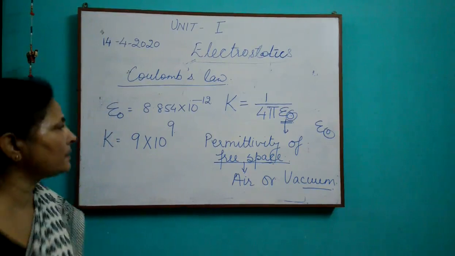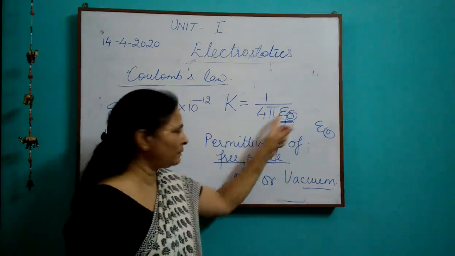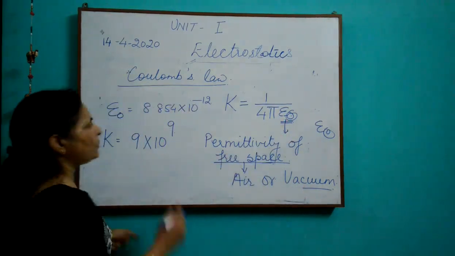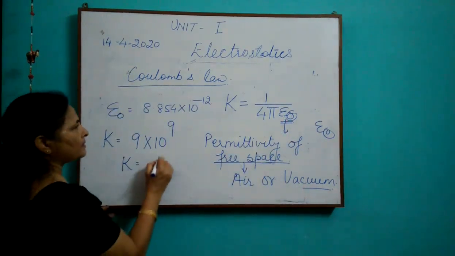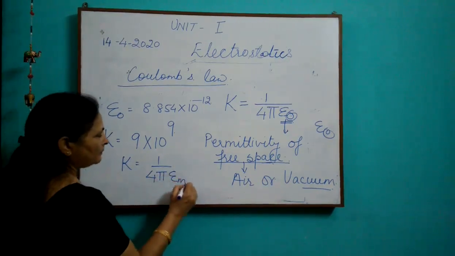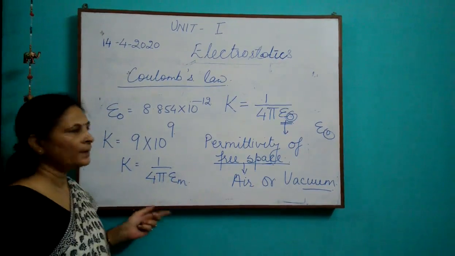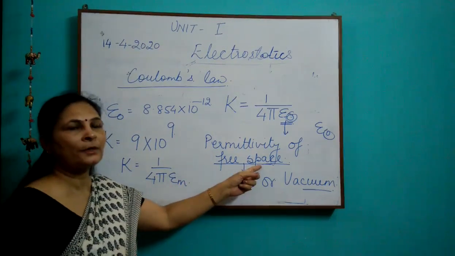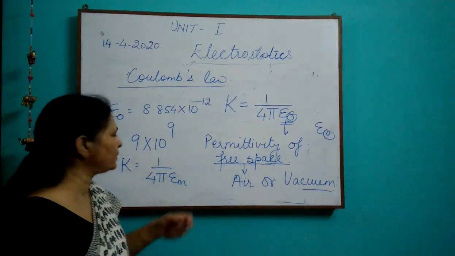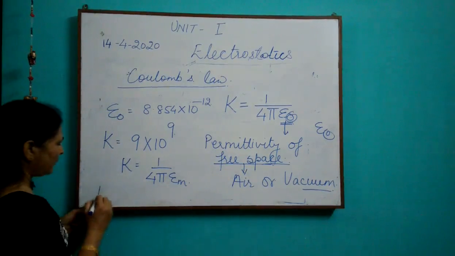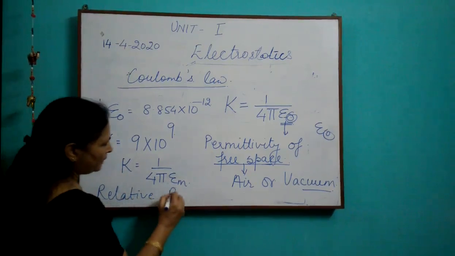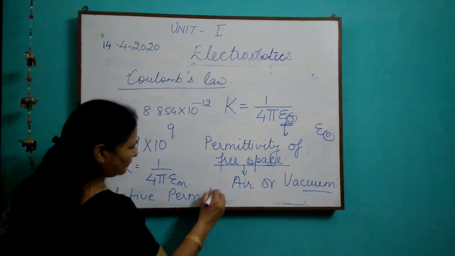Now, suppose the medium is changed, and it is not air or vacuum. Then your epsilon naught will be replaced by epsilon m. This permittivity of free space is also known as absolute permittivity. We'll now define one more physical quantity, that is relative permittivity.